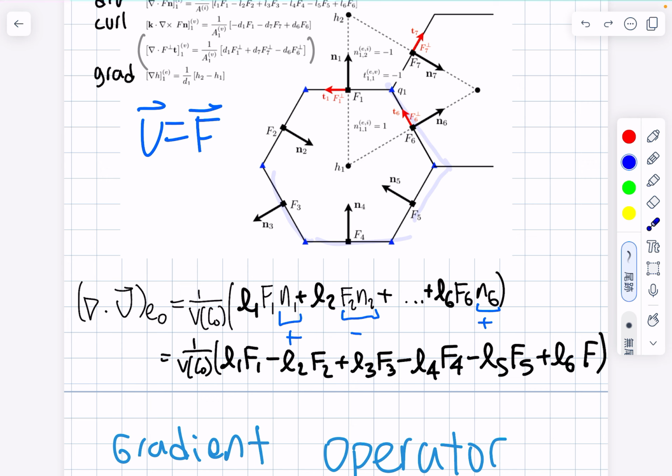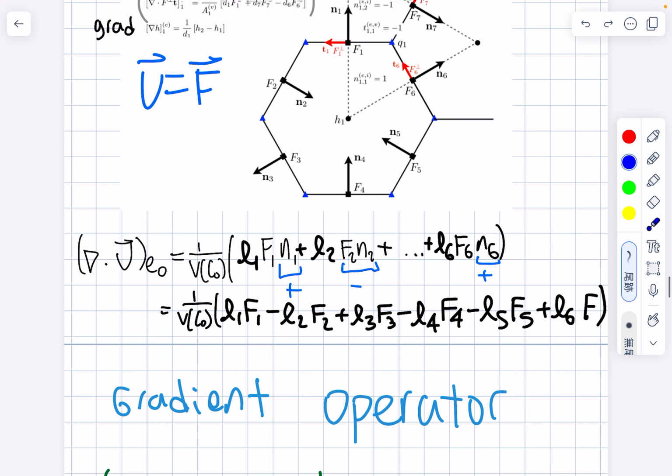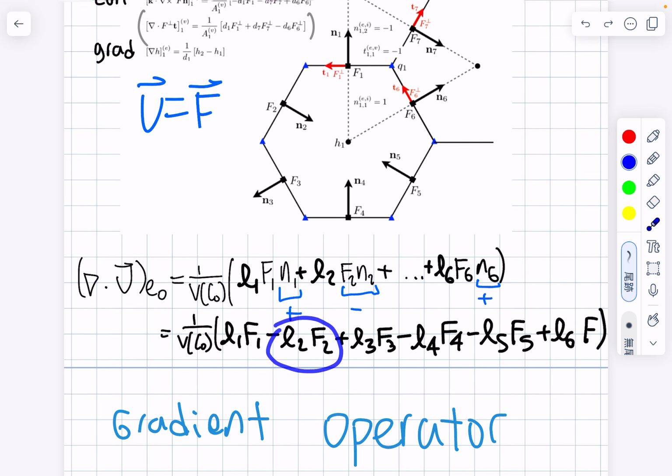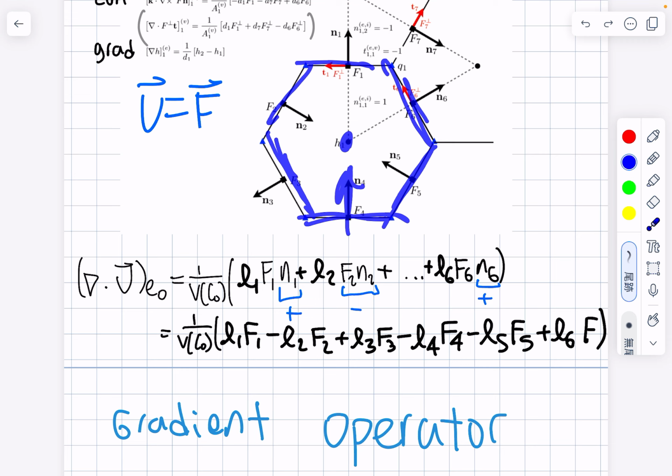This one's out, this one's in, this one's negative. And so it will look like this. L1, F1 minus L2, F2 plus L3, F3, where again, F is flux at the edge. Minus, minus, plus. This is the divergence, and the divergence is stored here because you do this calculation and kind of see how much this value fluxes into the center.